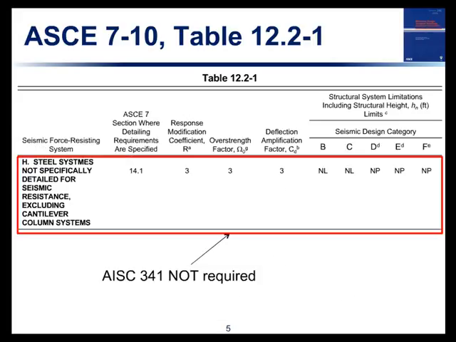And I alluded to another seismic force resisting system that is allowed in ASCE 7. Specifically, it's called steel systems not specifically detailed for seismic resistance. And that excludes cantilever column systems because R is actually less than 3 for those systems, even when they are designed using the seismic provisions.